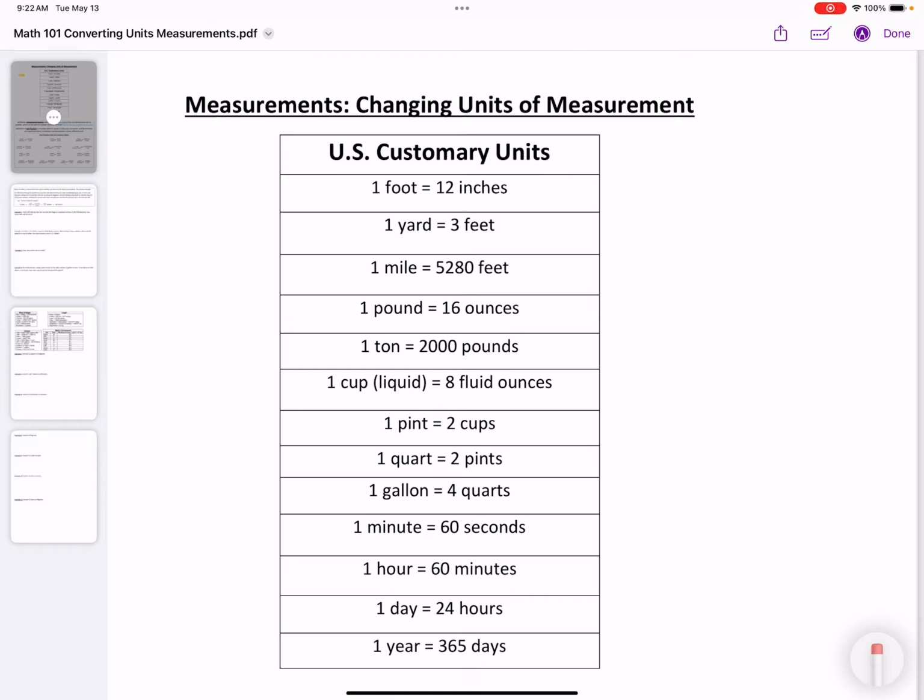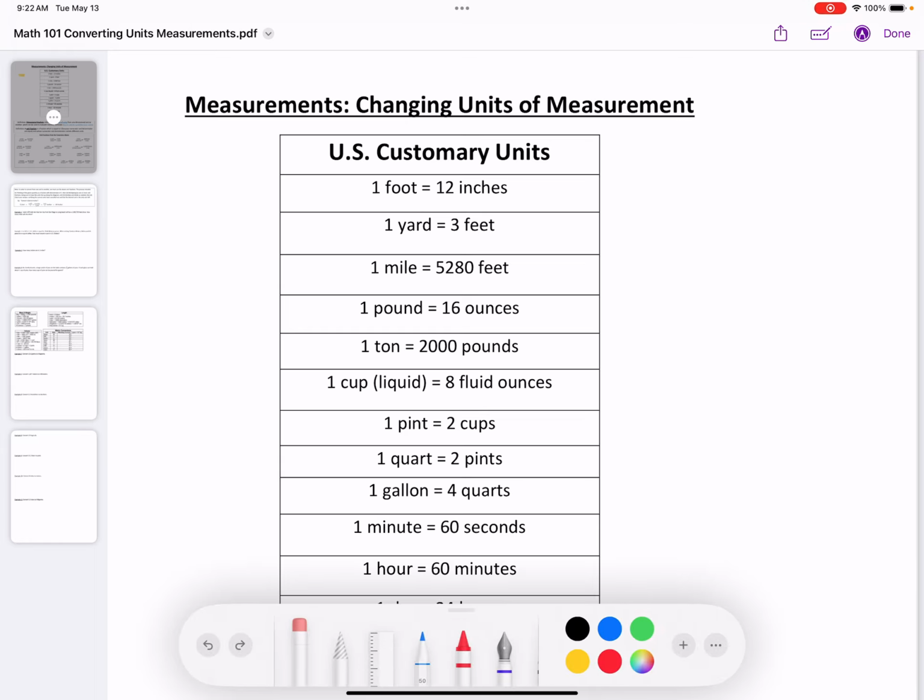Still in the same chapter, but now on to a different topic, though still a geometry idea here. This topic, converting units of measurement, is very important if you ever have to take a chemistry class or a lot of science classes, because you're measuring things and you might want to convert units, or maybe two measurements you're given are in different units and you want to compare them.